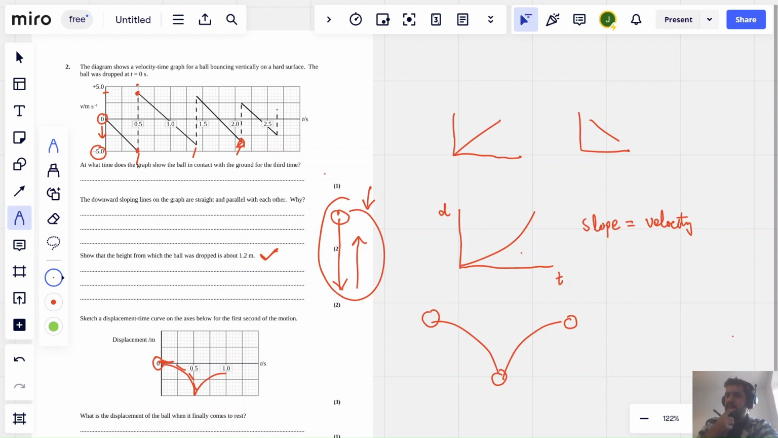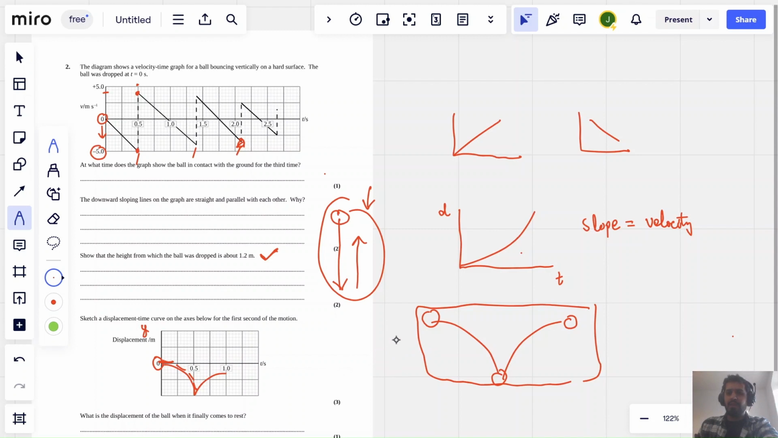If you have already studied projectile motion, can you tell me if I draw the displacement versus time graph, or the displacement in the y direction versus time graph for this motion, how the graph will look like? Or will it change, or will it look exactly the same? Okay, so you can tell me your answer in the comments.